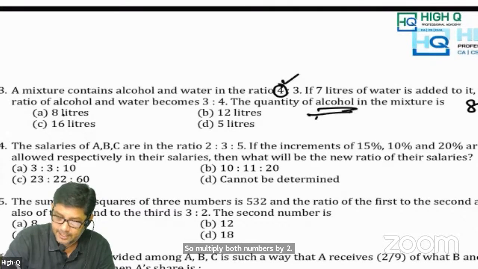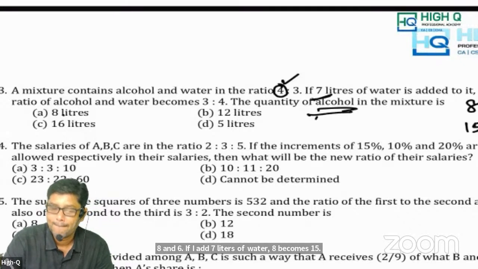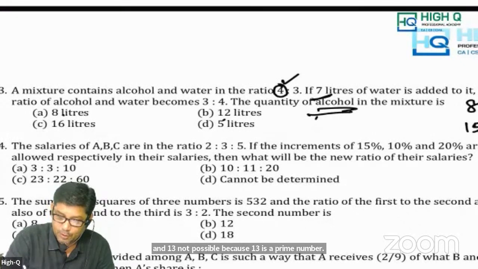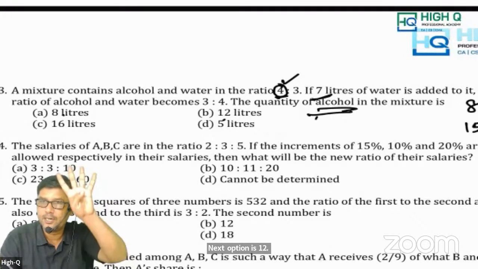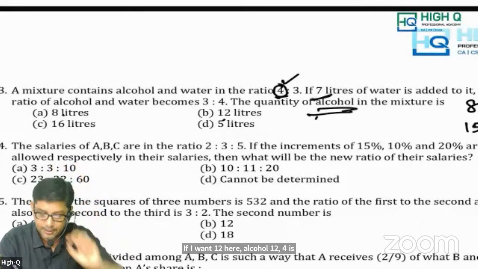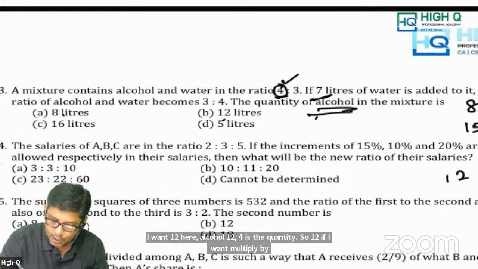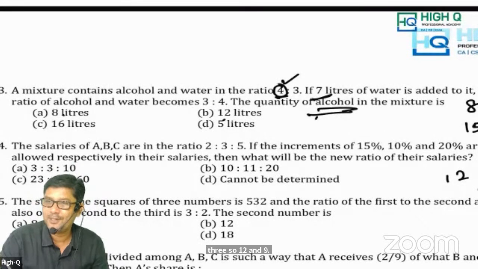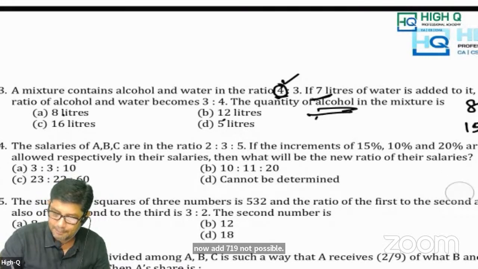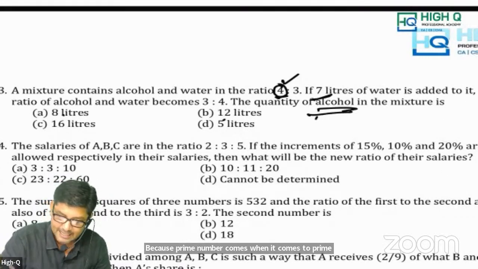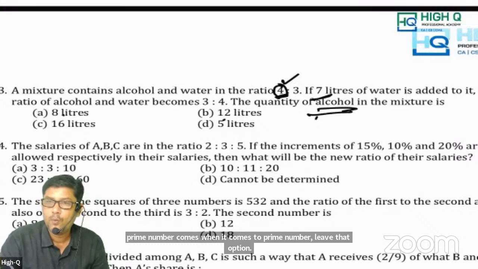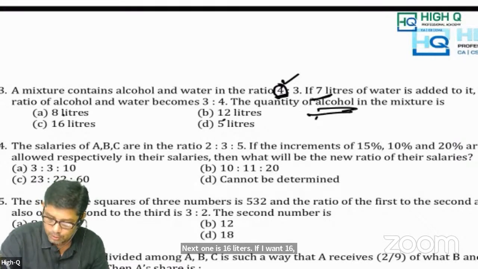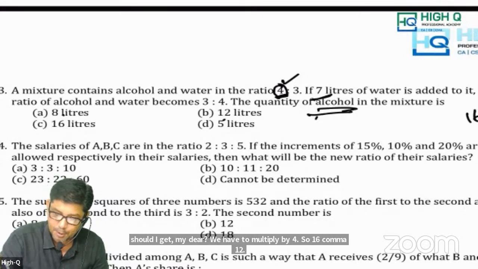8 and 6. If I add 7 liters of water, 8 becomes 15 and 13. Not possible because 13 is a prime number. Next option is 12. If I want 12 for alcohol, multiply by 3. So 12 and 9. Now add 7, 19. Not possible because a prime number comes. When it comes to a prime number, leave that option. Next one is 16 liters. If I want 16, we have to multiply by 4. So 16, 12. Now 7 to be added. Again, the same problem we are getting.